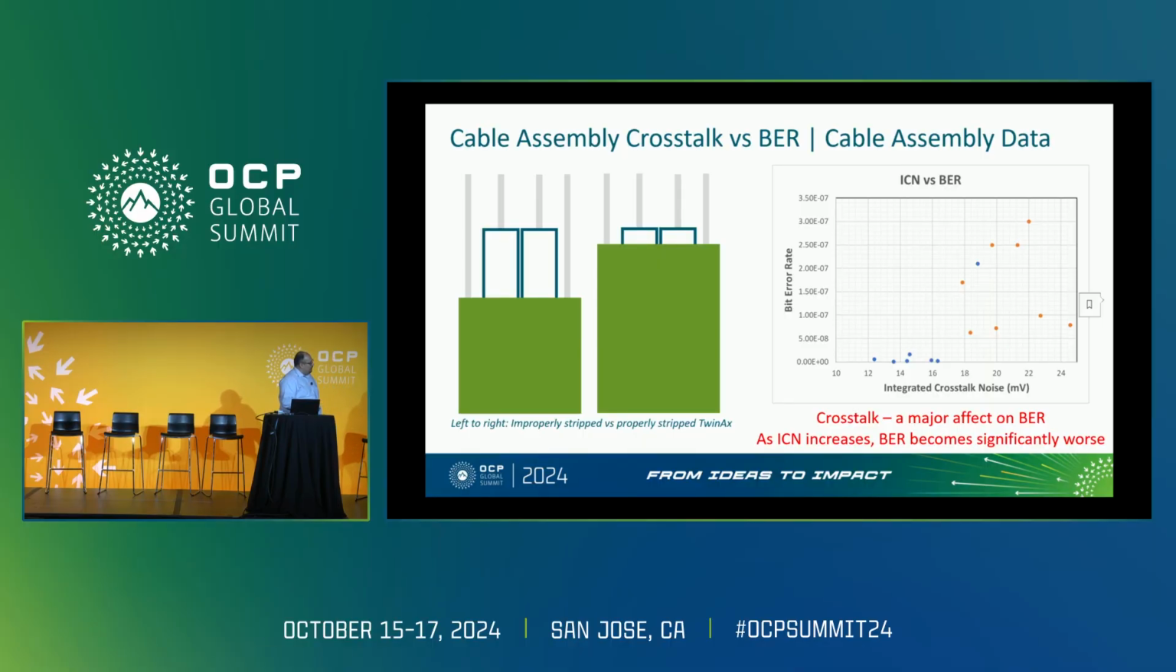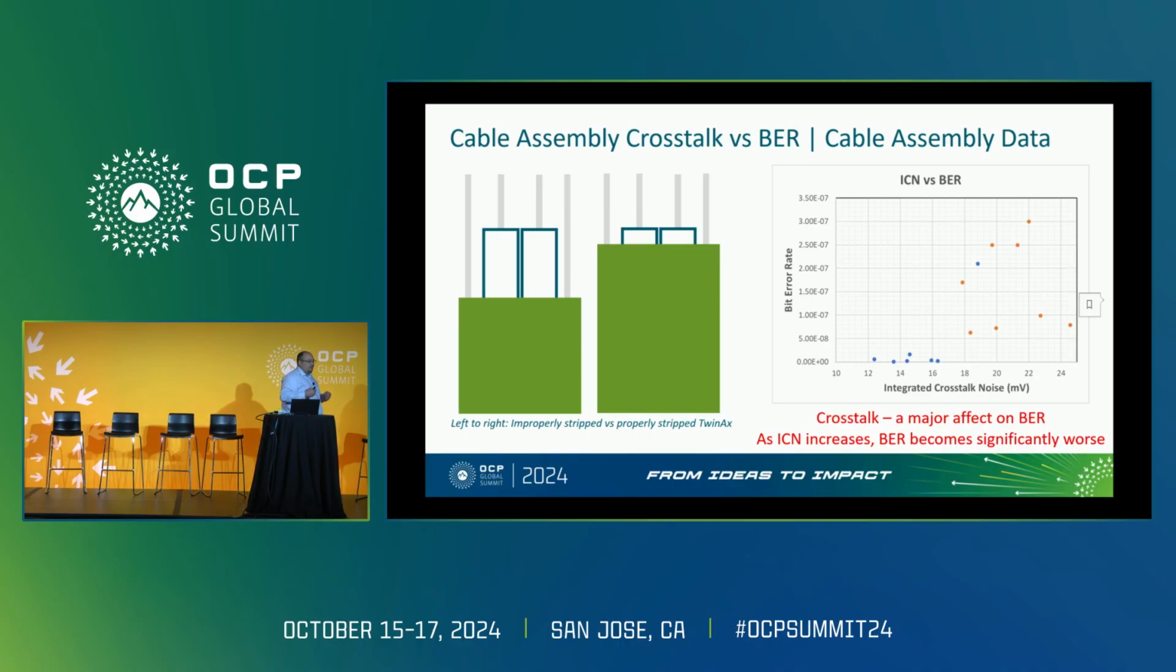So this is your integrated crosstalk noise on your x-axis, and this is your bit error rate on the y-axis. We can see when you put in 16 millivolts or less of noise or crosstalk, which is this cable here, then everything is fine. Your bit error rate is okay. But when the cable starts to get stripped too long and the crosstalk becomes higher, then the bit error rate starts to go much higher. So that's scary.